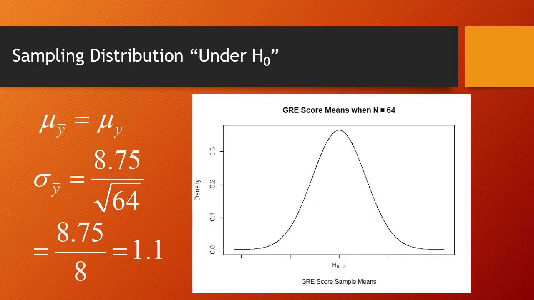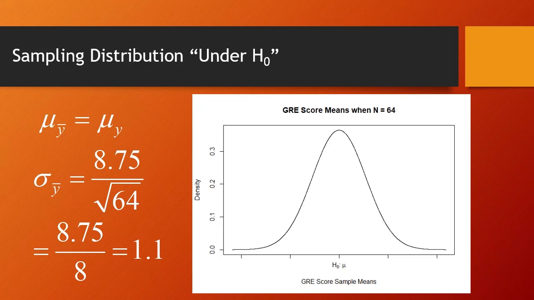The sampling distribution, we say under the null hypothesis, meaning when the null hypothesis is true, is going to have a mean that's the same as the mean of the population of scores. We're going to be changing that mean to be different values. Remember, to construct a confidence interval, we have to test all possible means.